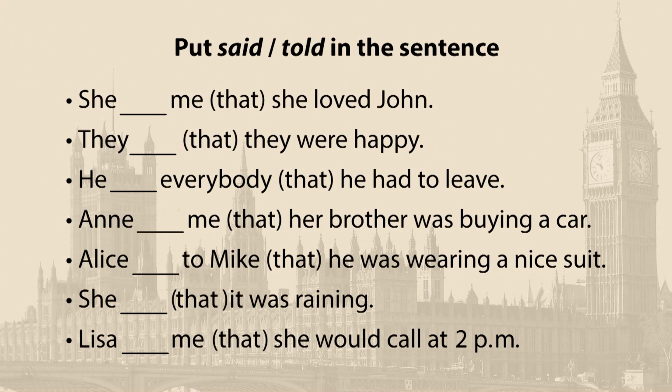There is an exercise for you. Put said or told in the sentence and check your answer. She told me she loved John. They said they were happy. He told everybody he had to leave. Anne told me her brother was buying a car. Alice said to Mike he was wearing a nice suit. She said it was raining. Lisa told me she would call at 2 p.m.